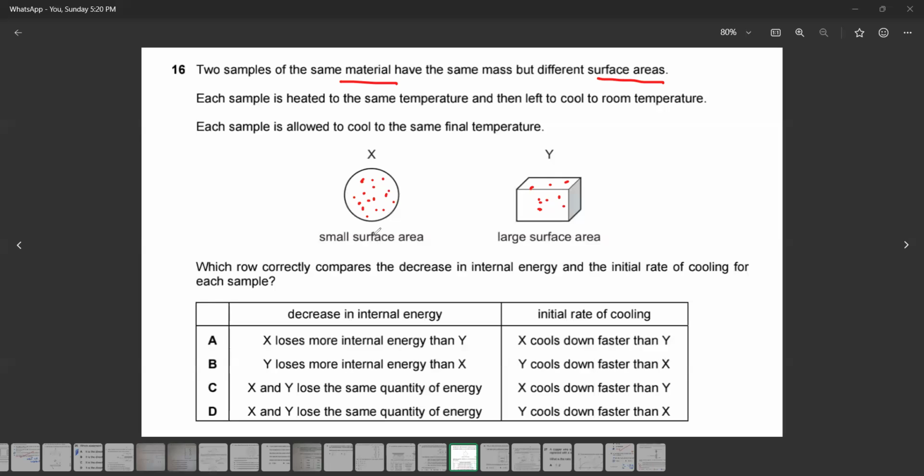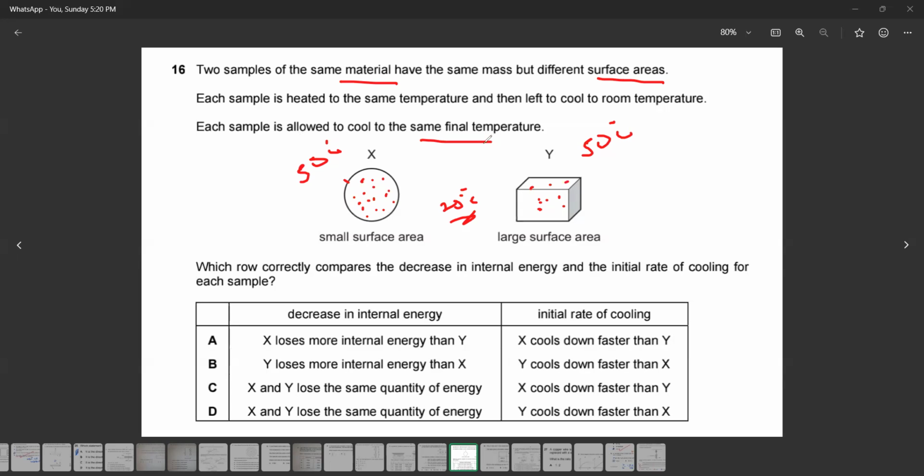Now the question is, each sample was initially heated to the same temperature. Let's say this is at 50, this is also at 50. Okay. And they are left to cool to room temperature. Room temperature is 25, so both will reach 25 as they cool down.